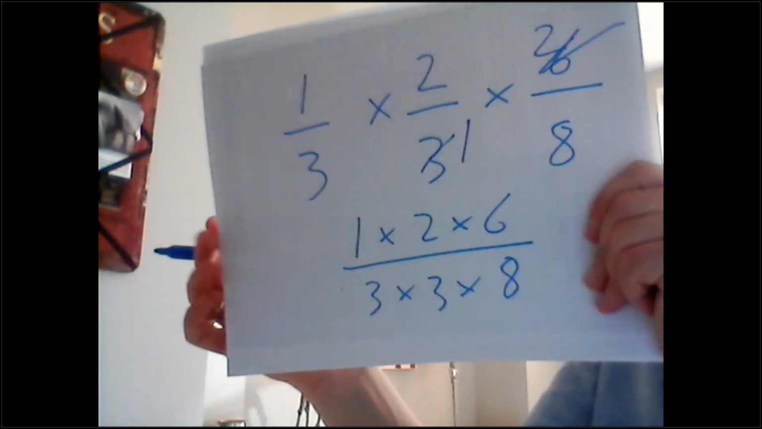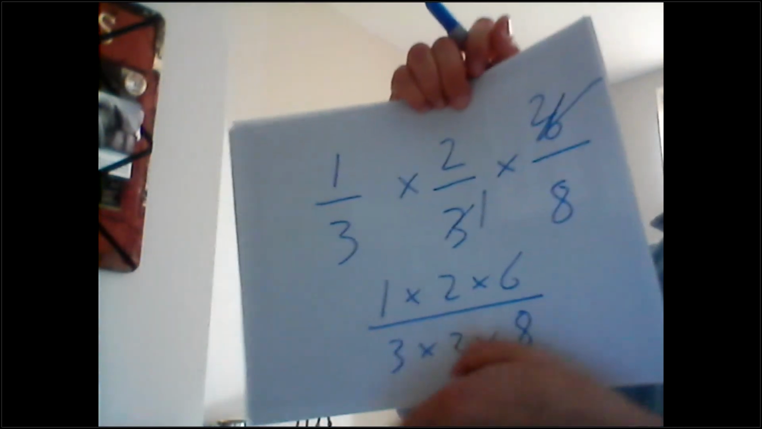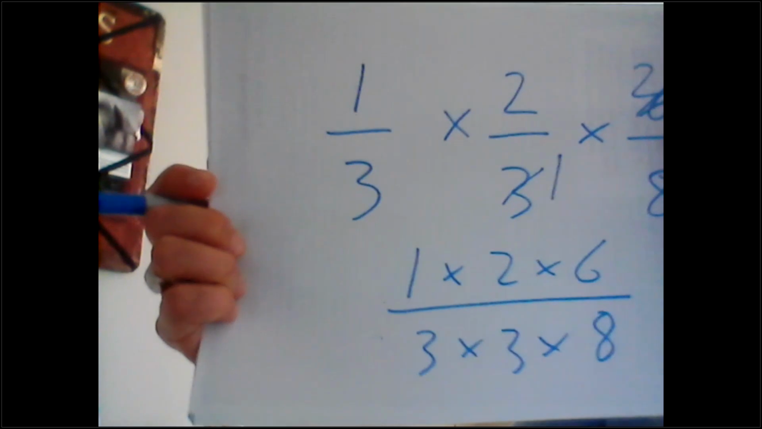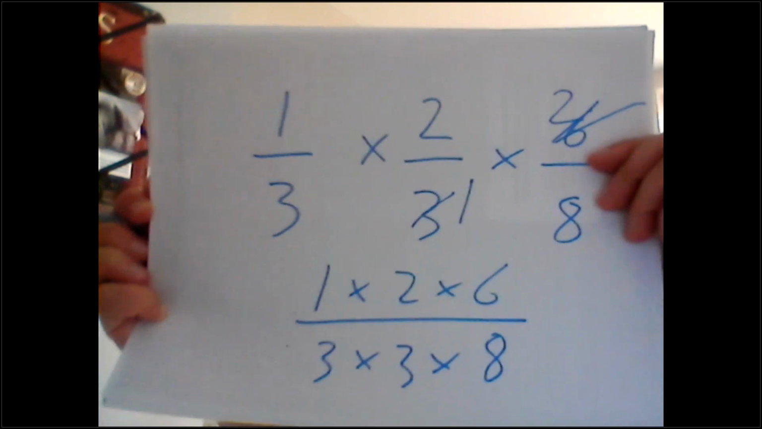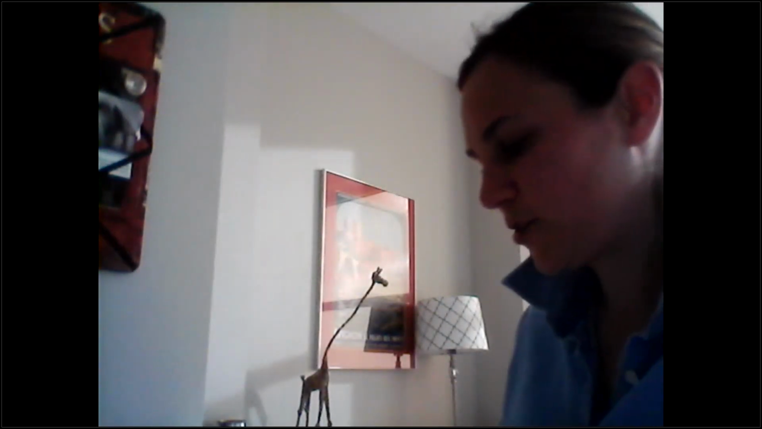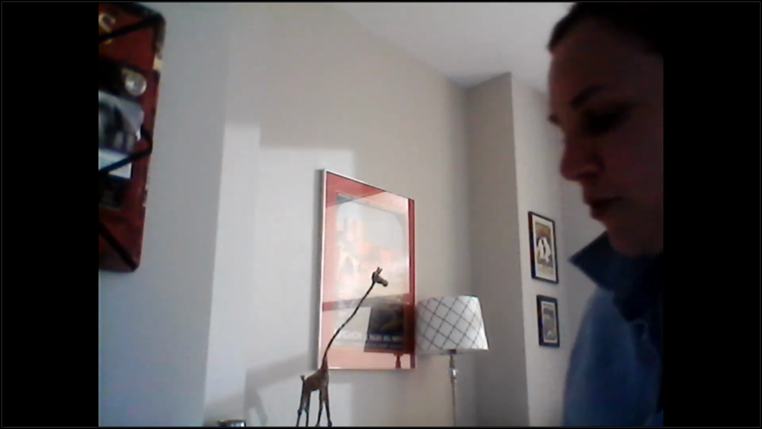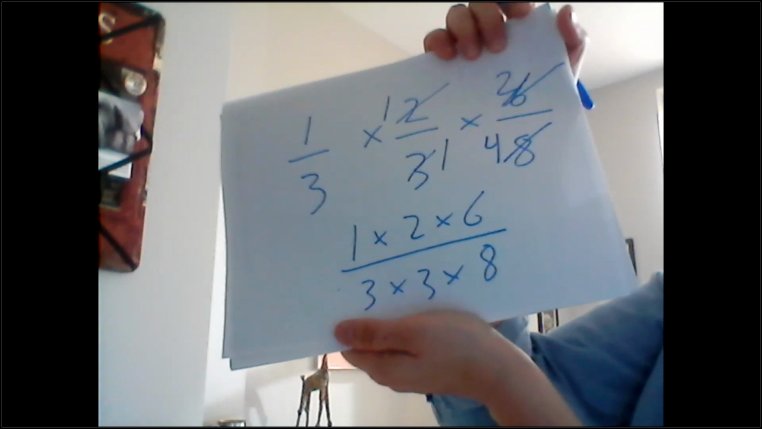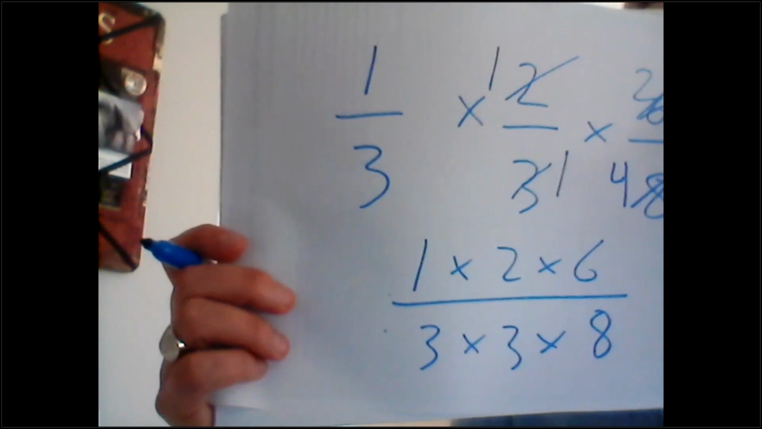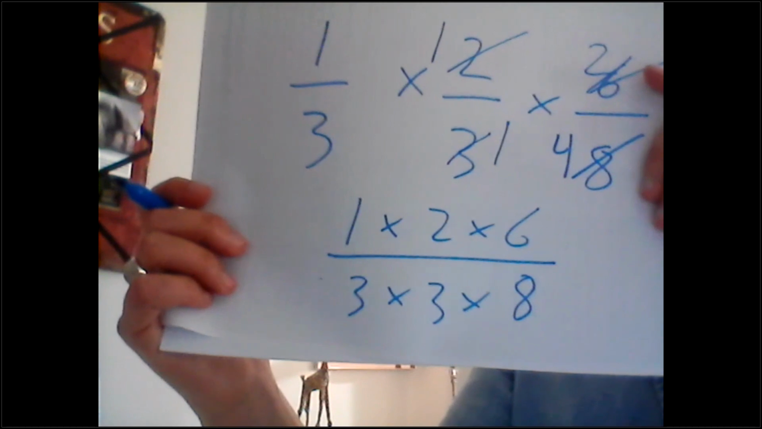But now what about the 2 and the 8? I know that I can divide 2 by 2, and that gives me 1. And I can divide 8 by 2, and that gives me 4. So let me write those down, so that I cross out the 2 and put a 1, and I cross out the 8 and put a 4. Okay, so now our multiplication becomes a little bit easier than that 1 times 2 times 6 over 3 times 3 times 8.